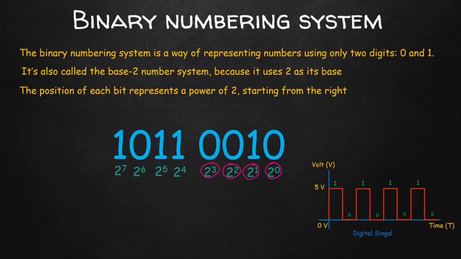Then the fifth one represents the value of 2 power of 4. The sixth one represents 2 power of 5. The seventh one represents 2 power of 6. And the eighth one represents 2 power of 7. So here, what does the power of 2 represent?